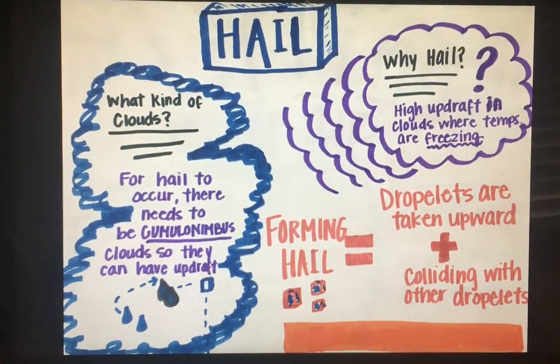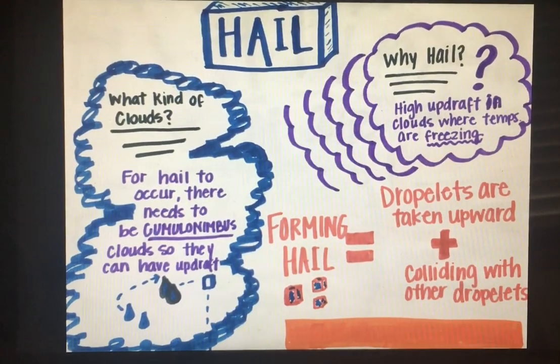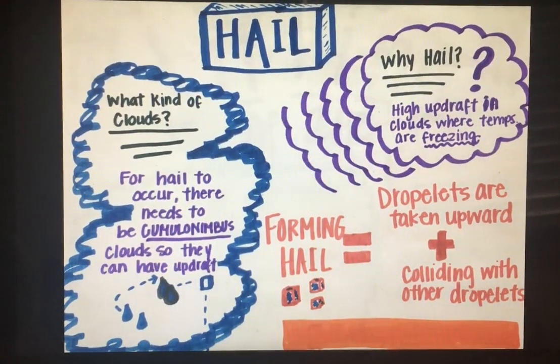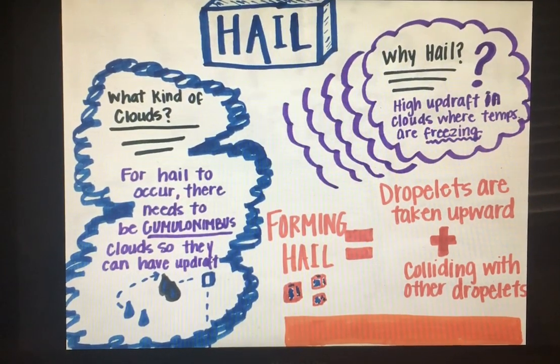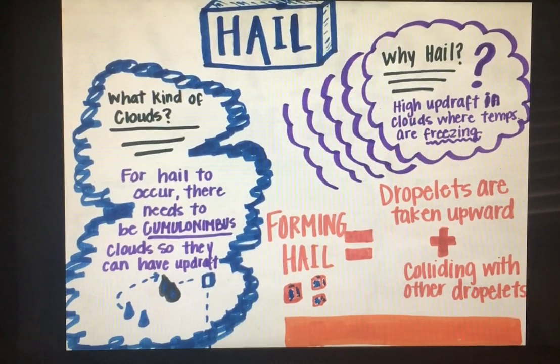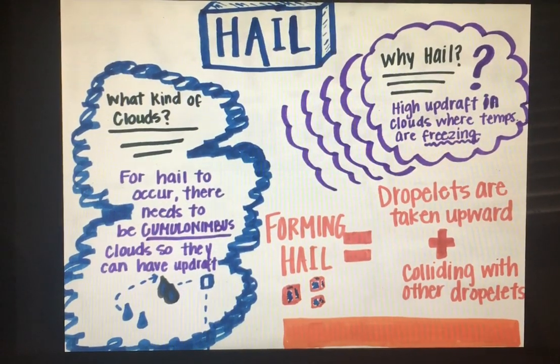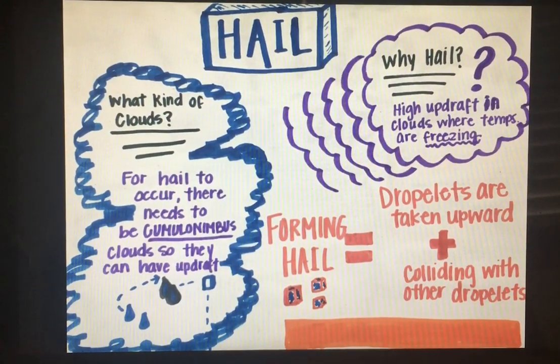Hail is when droplets are taken upward through a high updraft in clouds where temperatures are freezing. These collide with other droplets and therefore fall as hail. For hail to occur, there needs to be cumulonimbus clouds because cumulonimbus clouds are high enough for the droplets in the air to have this high updraft.